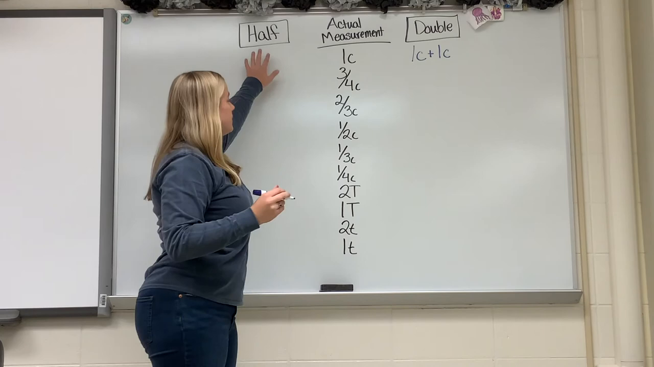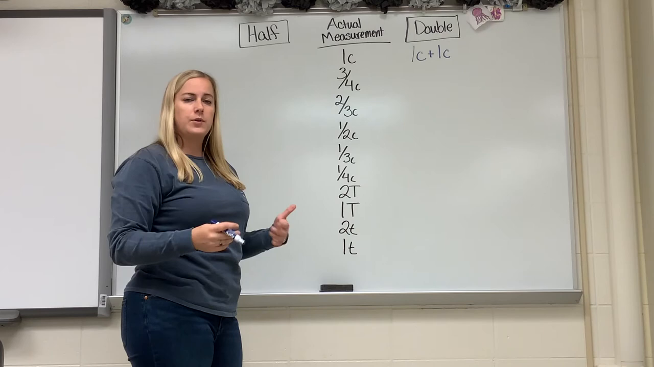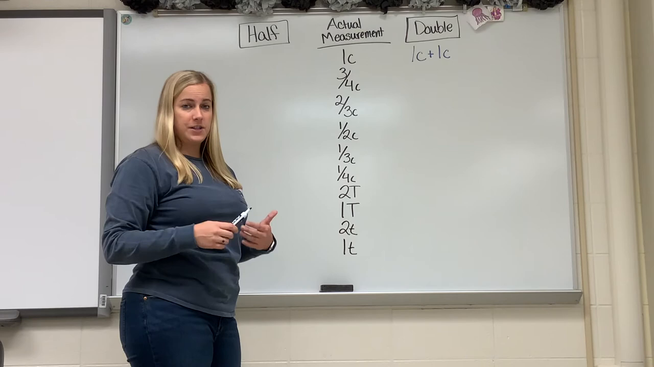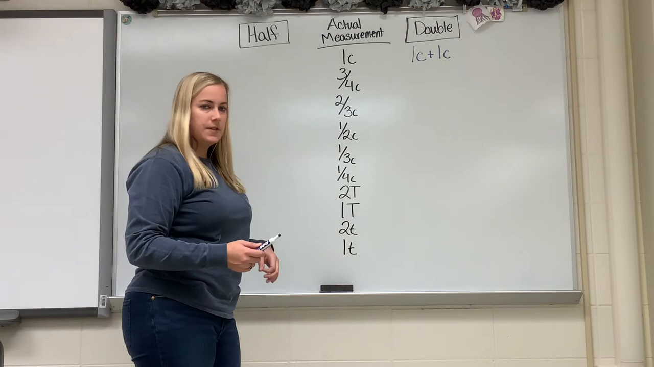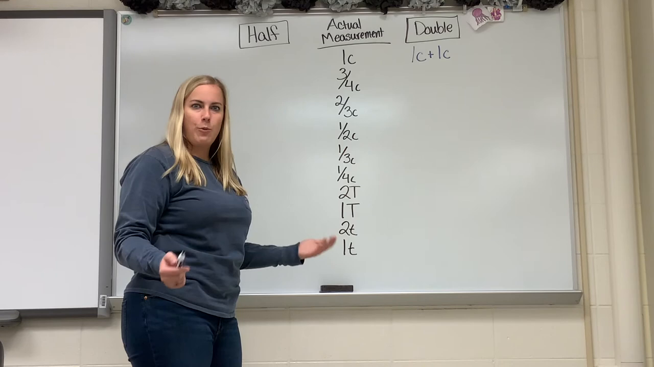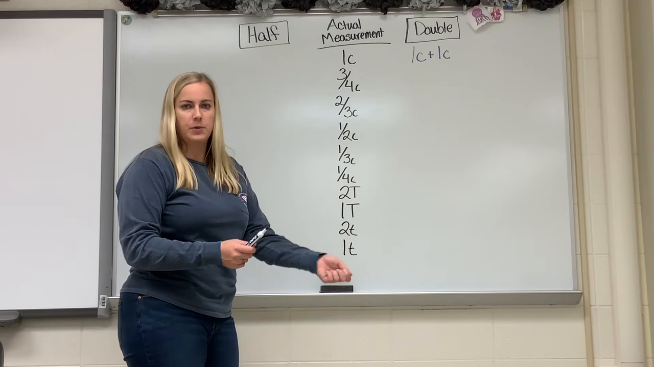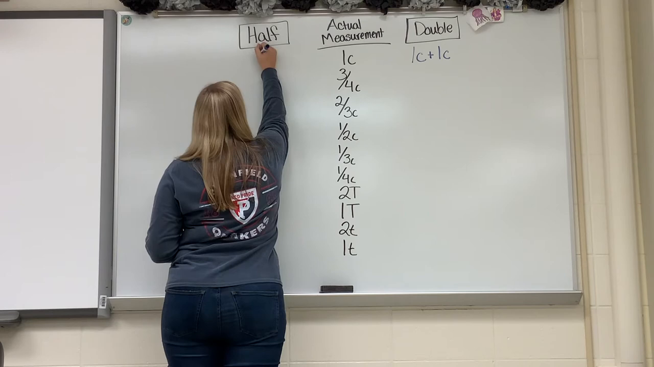But I just wanted to let you know that we're always going to measure as if we were measuring with a standard set and using the most efficient measurement. So instead of putting 4 tablespoons for double of two tablespoons, we would want to measure out 1/4 cup. So we're not standing and measuring out 1 tablespoon, 1 tablespoon, 1 tablespoon, 1 tablespoon. Okay, so half of 1 cup is 1/2 cup.